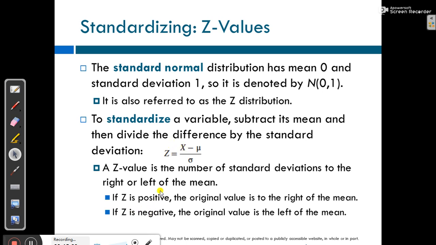If z is negative, then it means that x is lower than the mean. If it is lower than the mean, then it will be to the left of the mean. Original value is left of the mean. If z is positive, then we can say that x is higher than the mean, and it means it is to the right of the mean.